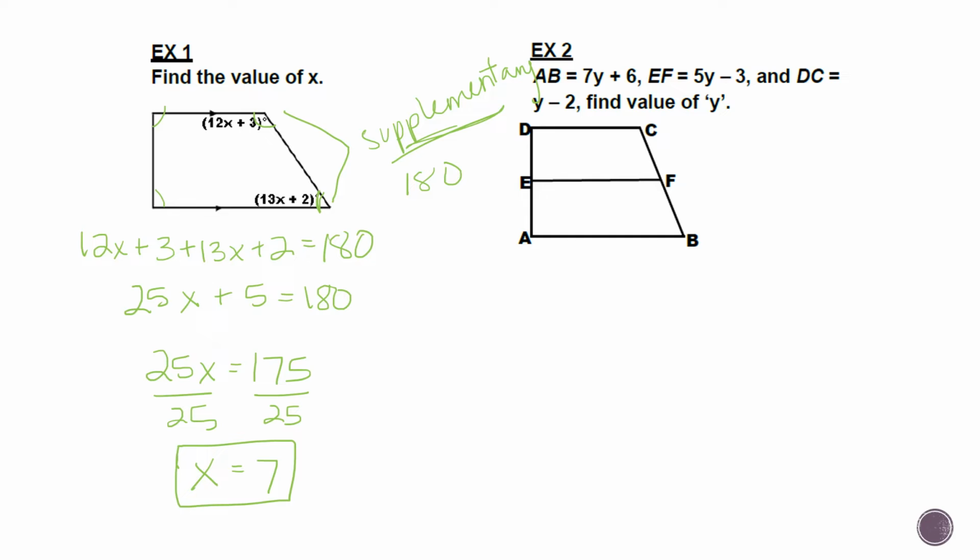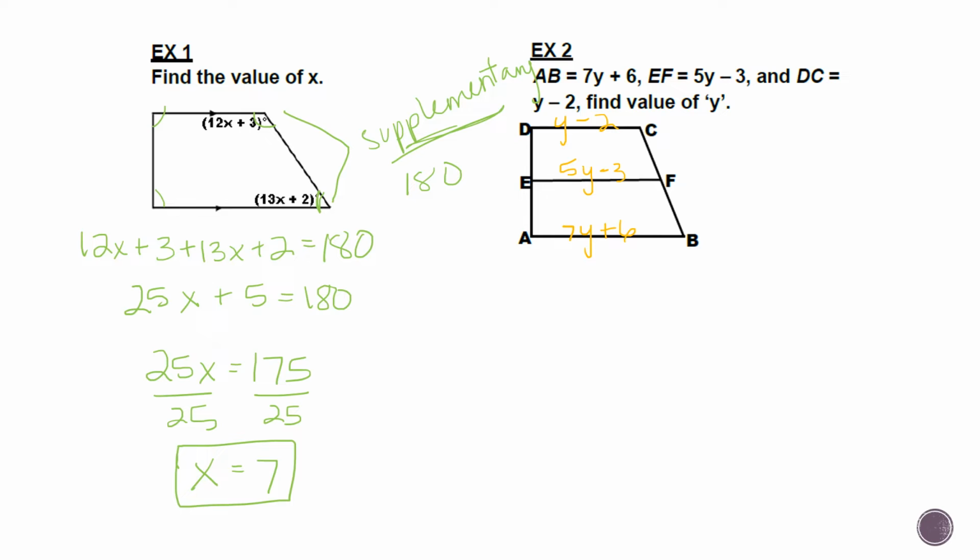Next we're going to go over here to our example 2. I'm going to start by labeling. AB is 7y + 6, EF is 5y - 3, and DC is y - 2. Since I'm using the median, I would probably use that formula. I'm going to use the first formula we gave you, but you're going to see what happens if you use the second formula. It might save you a step.